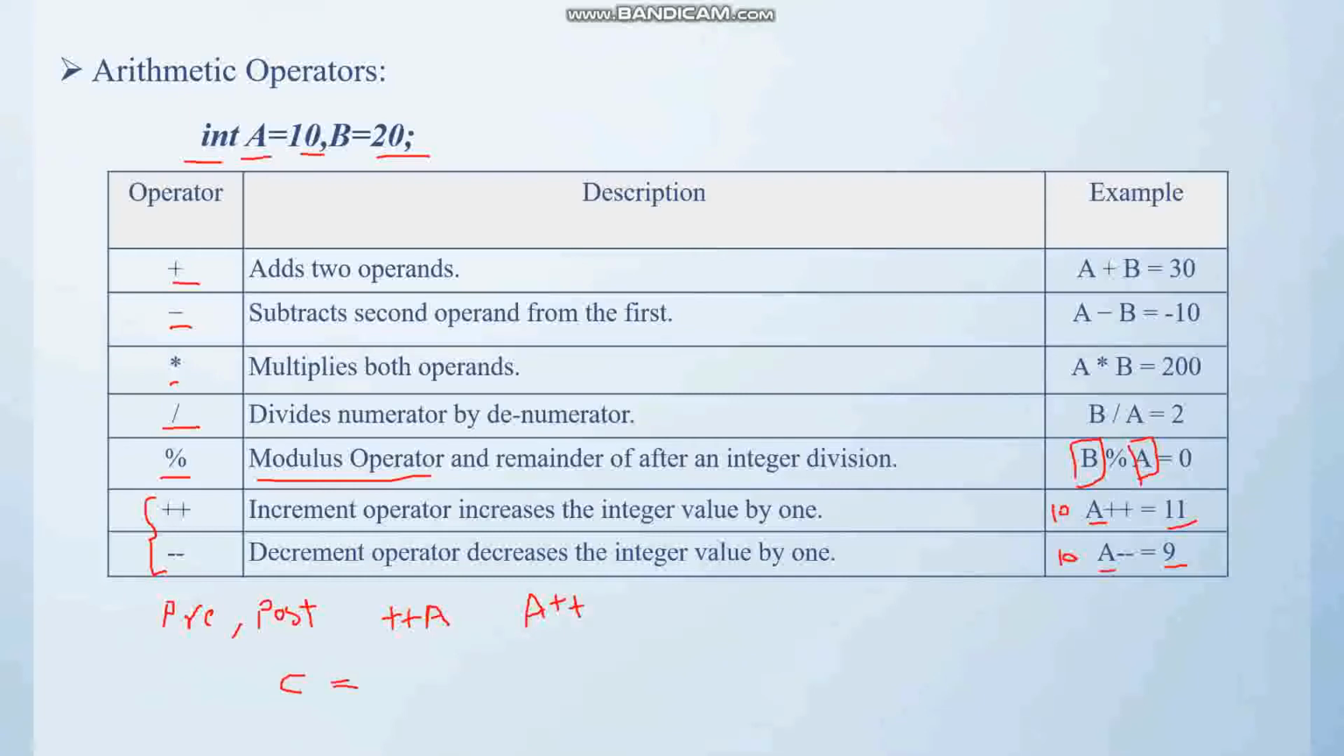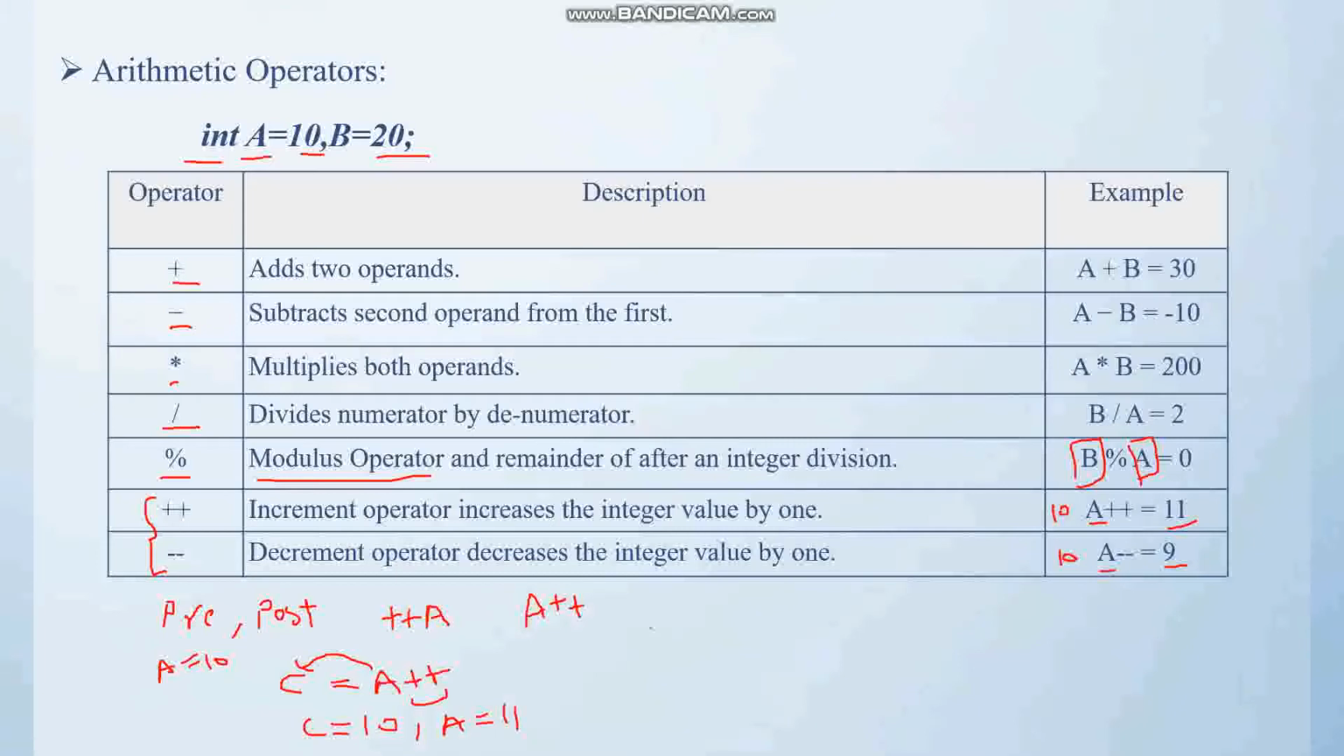C equals a plus plus. What is the value of a? The value of a is 10. So this 10 will first be assigned to C, so the value of C becomes 10. Then the value of a is increased by 1, so the value of a is now 11.